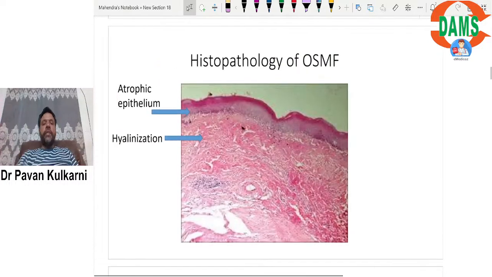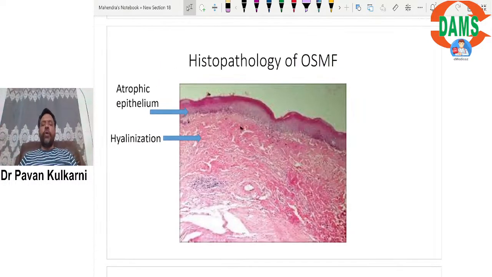Now, this is an important image of the histopathology of oral submucous fibrosis. All of us know oral submucous fibrosis is a potentially malignant disorder, also known as Indian's disease. In OSMF, classically we should be able to identify the atrophic epithelium and hyalinization. Remember, the hyalinization is subepithelial. What do you mean by that? The hyalinization is present just below the epithelium.